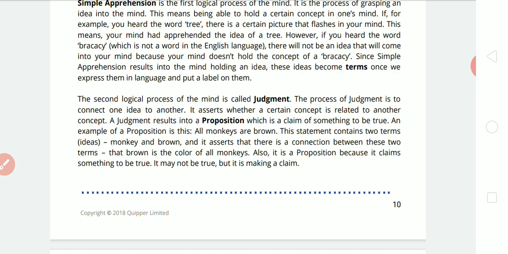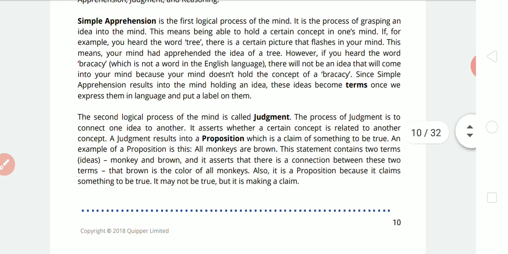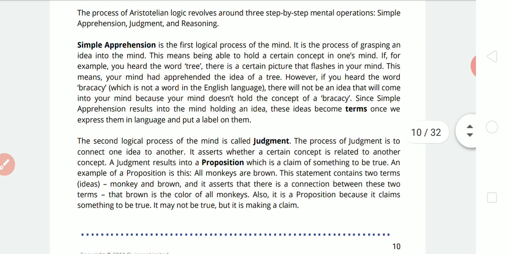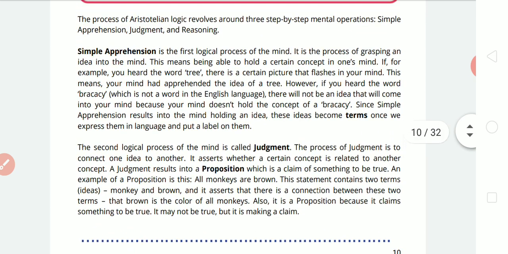Now, always remember, class, when it comes to judgment, you're just trying to connect one idea with another. And when you claim that something is true about that certain idea or about that certain argument or statement, then you are suggesting a proposition. Always remember, a proposition may not be true, but it is making a claim. So that is the second mental operation according to Aristotelian logic.